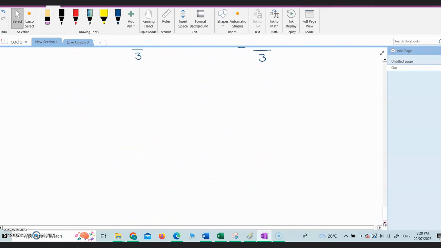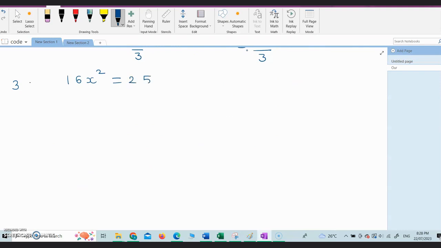Now we will move on to the third question. Let's see the third question. Third question is saying 16x square is equal to 25. Now before we start this question, I want you to remember something. If you have, let's say, x square minus y square, something in terms of this, then we can break it down and write it like this: x plus y into x minus y.